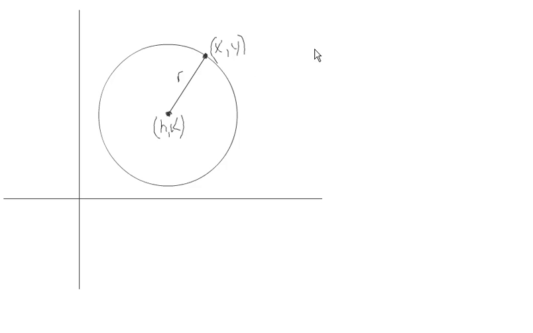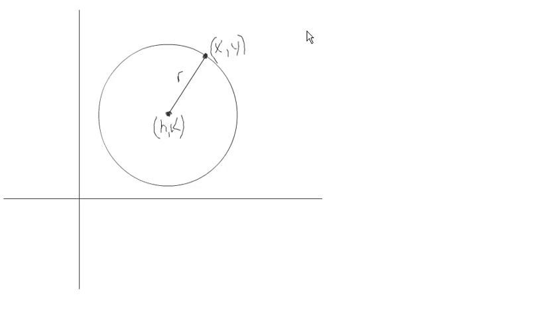The formula for a circle comes from the distance formula. If we assume that h and k are the point that represents the center of our circle, and x and y represents any point on the circle, we can use the distance formula to see where the equation of a circle comes from.